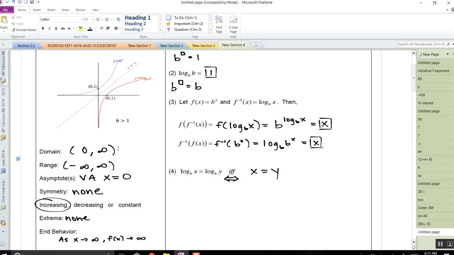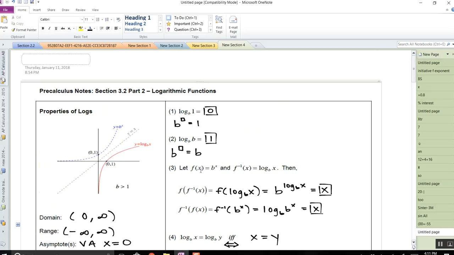Instead of a horizontal asymptote, we have a vertical asymptote, x equals 0. There's no symmetry whatsoever. Log functions will be increasing. There are no extreme values. And as x approaches infinity, y will approach infinity, as we kind of see. It increases slowly, but it does increase.